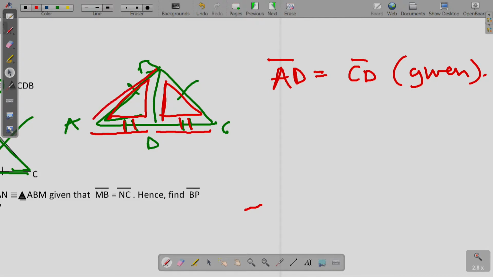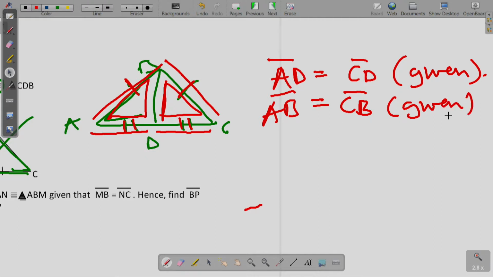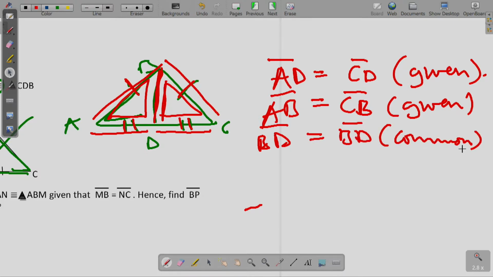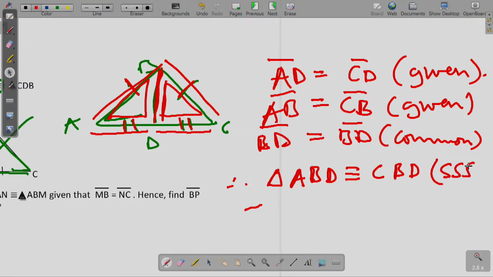And also AB is equal to CB. Also you are given that AB is equal to CB, given. And also we have common side BD for both triangles. So also BD is equal to BD, this is common, and therefore triangle ABD is congruent to triangle CBD. Relation: side, side, side, all sides are equal. Let's now move to the second question.